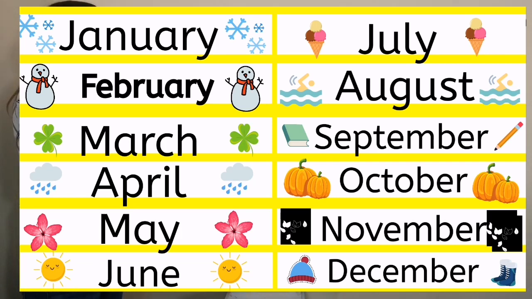Want to try it again? January, February, March, April, May, June, July, and August, September, October, November, December. These are the months of the year. Okay, so those are the 12 months of the year.